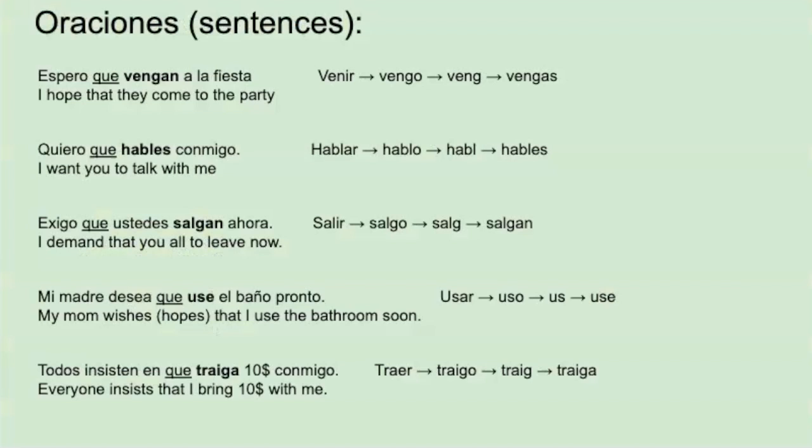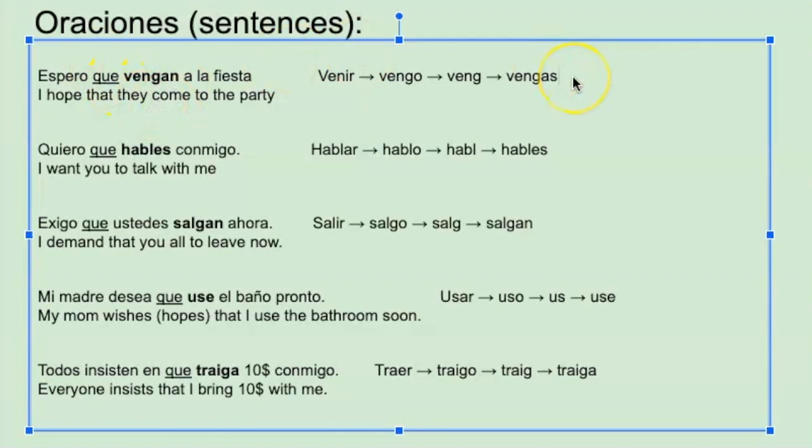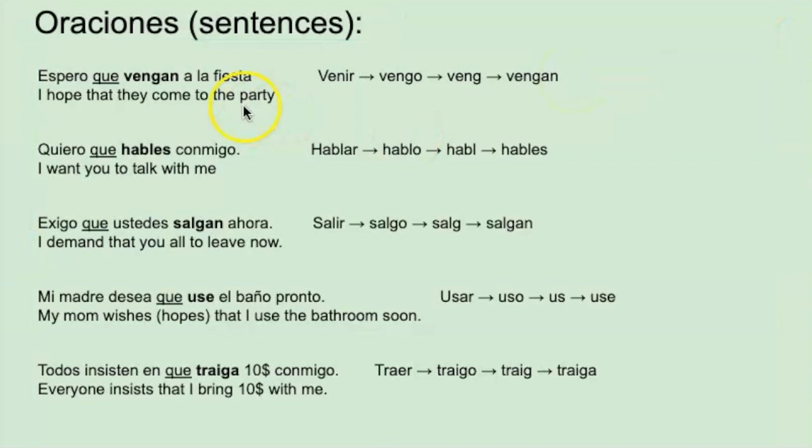So here's some example sentences. So, "espero que vengan a la fiesta." So you have venir, ir, that means it's going to be an a ending. So put in the yo form, vengo, get rid of the o, and then add an, because it's you all, or they. So espero, I hope that, you have to include the que. Vengan, they all. So I hope that they come to the party.